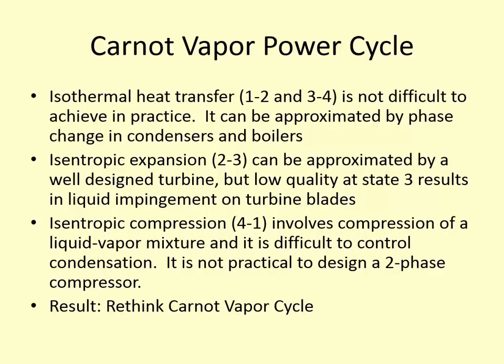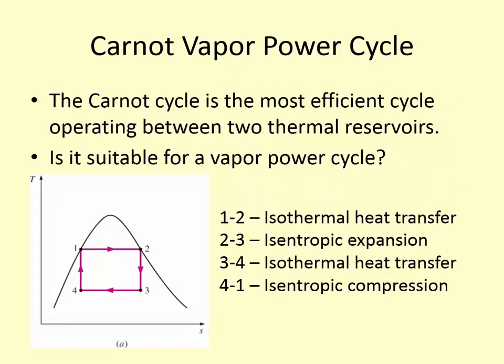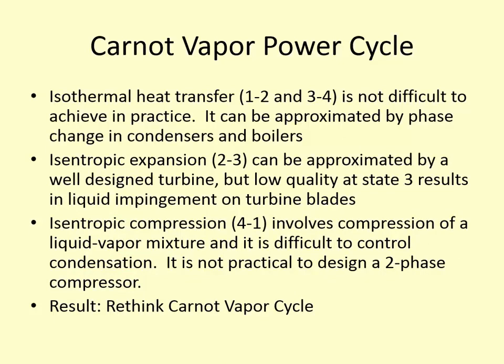So we can approximate isothermal heat transfer. This is done pretty easily in boilers and condensers because it's a constant temperature process during phase change, so state 1 to 2 and 3 to 4 can be achieved pretty easily in practice. However, if we perform isentropic expansion from state 2 to 3, we're starting as a saturated vapor and we're ending up as a saturated liquid vapor mixture. So that low quality at state 3 results in problems within our turbine. Generally, we want steam going into the turbine and something very close to steam coming out, because if there's enough liquid within the turbine, it causes impingement on the blades, which can knock them out of balance. It can cause cavitation. There are a lot of other problems that occur when there's too much liquid in what's expelled from your turbine.